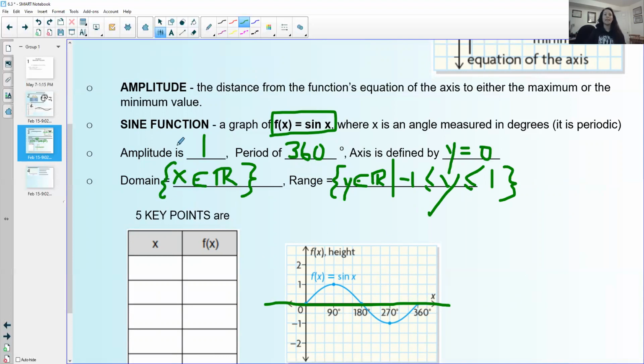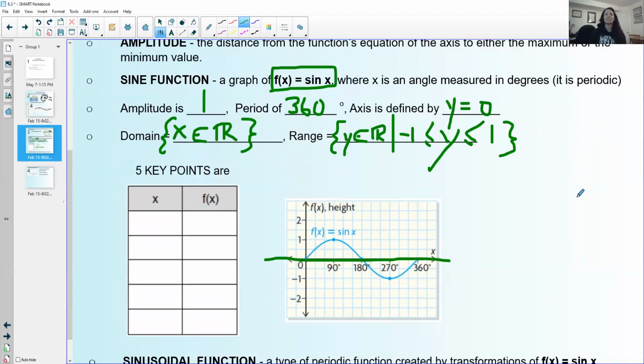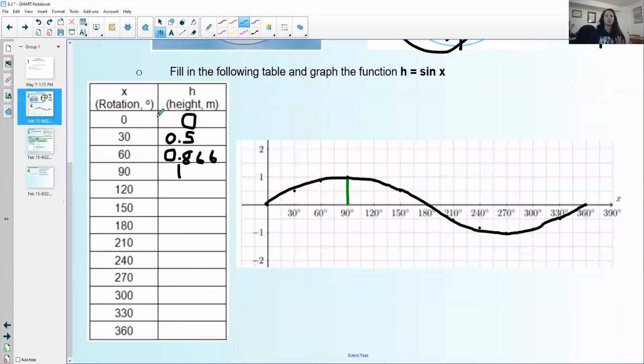So we've got domain, range, amplitude, the period, and the equation of the axis. Now, you need to be able to draw these and you need to know some of the main points because we are going to be curve sketching these later. I do not want you to memorize 360 degrees worth of points. That's too many. It is a curve, it goes up, it goes down. You're gonna remember 5 points. You're gonna remember this one, the one at 90, the one at 180, and the one at 270 and 360.